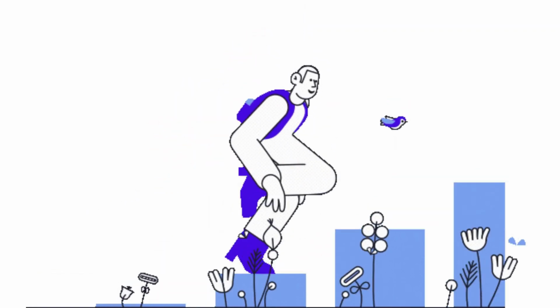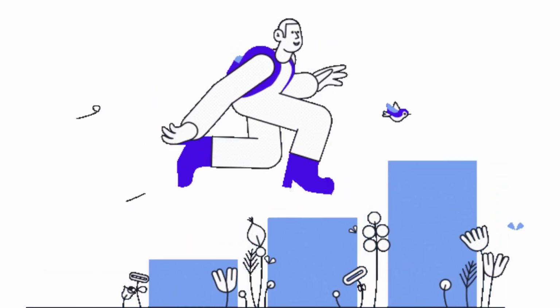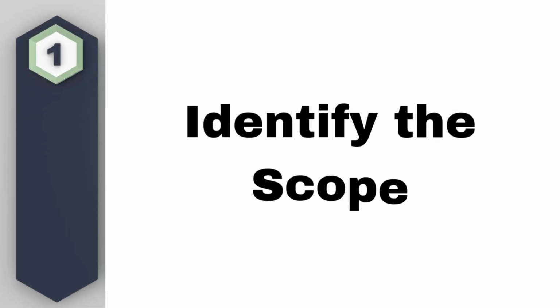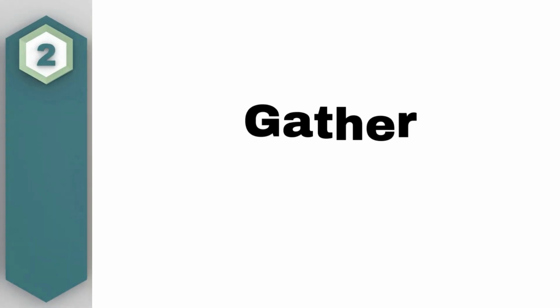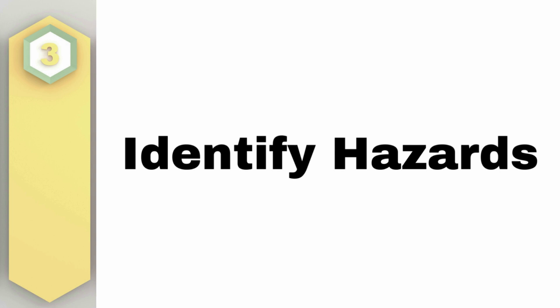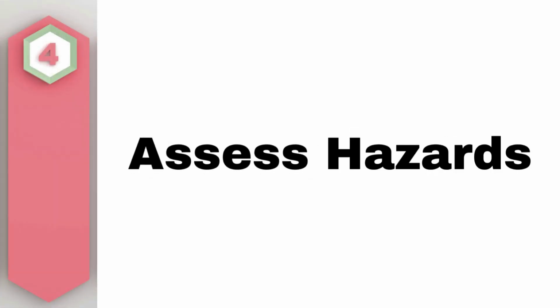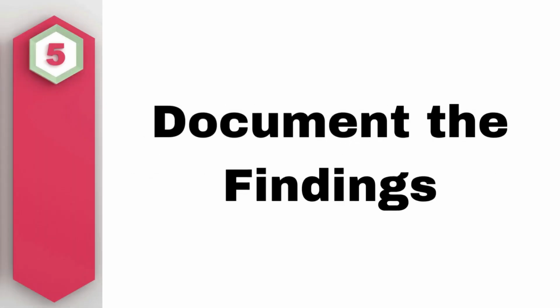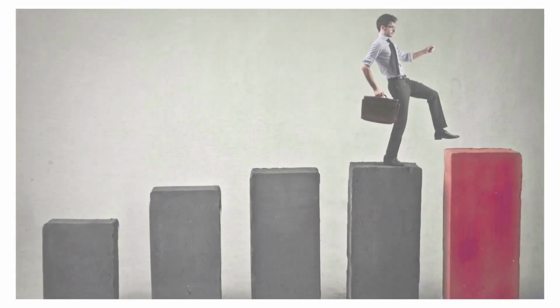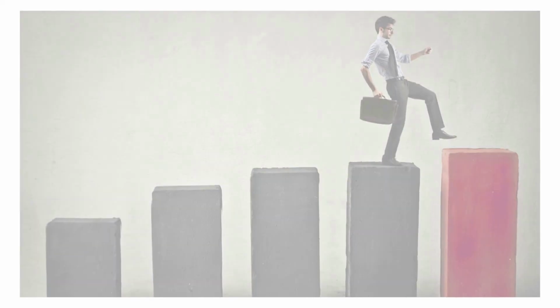There are 5 common steps in the hazard identification process, and those are: identify the scope, gather information, identify hazards, assess the hazard, and document the findings or record keeping. Let's explore these steps in detail one by one.